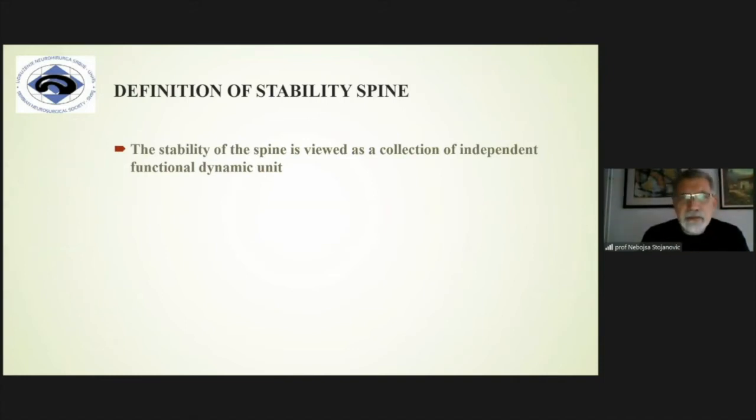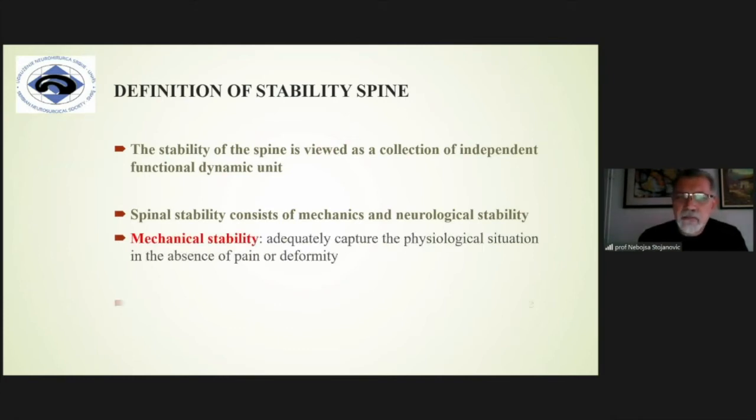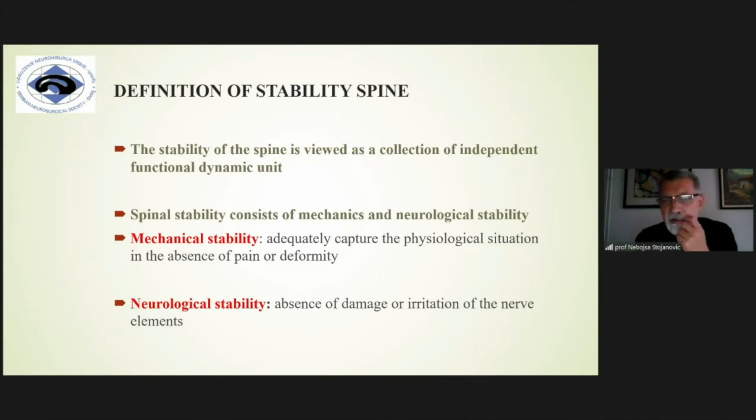What is the stability of the spine? The stability of the spine is viewed as a collection of independent functional dynamic units. Spine stability consists of mechanical and neurological stability. Mechanical stability is adequate physiological capture and absence of pain or deformity. Neurological stability is the absence of damage or irritation of nerve elements.